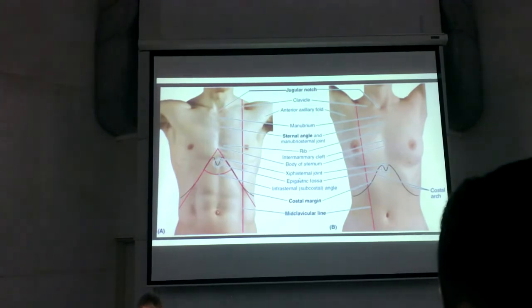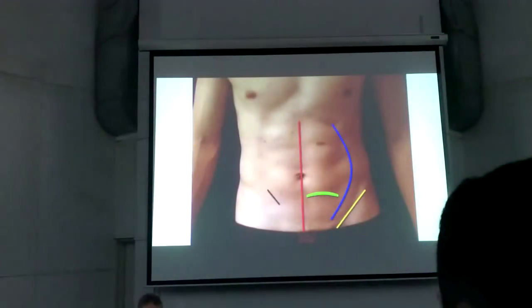This is already something we know. This is the midline. This is the umbilicus. This is the lateral part of rectus abdominis. And this is what? This is inguinal ligament.